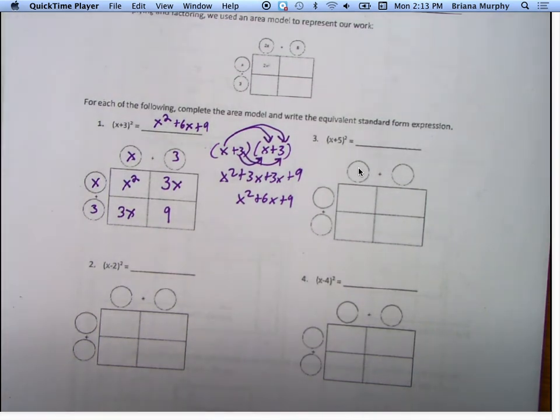Okay, I'm going to give you about another minute or so, and then I'm going to go over this. Do I have to fill in the box? No. Before. No.